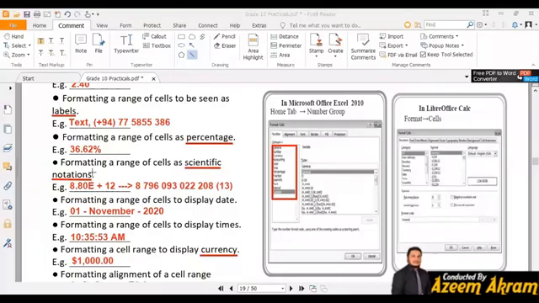So anyhow, remember scientific numbers and how many additional numbers are displayed. That will be displayed here, right? This is exactly called scientific notation.